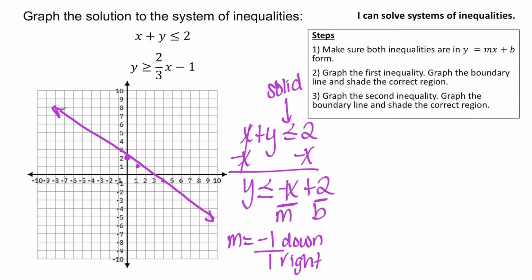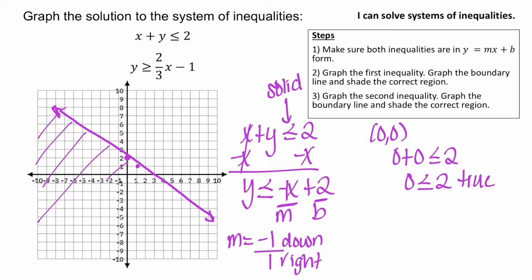And then we need to find a test point. So I can use 0, 0 because it's not on my line. So when I plug that in, I get 0 plus 0 is less than or equal to 2, which gives me 0 is less than or equal to 2, which is true. So I'm going to shade towards 0, 0. So that is this side of my graph.